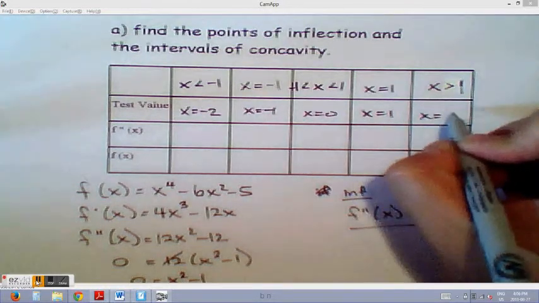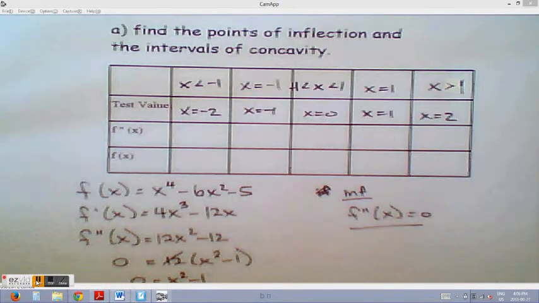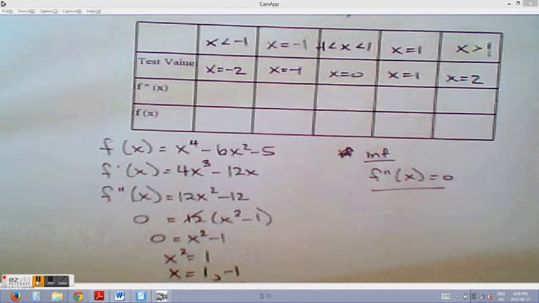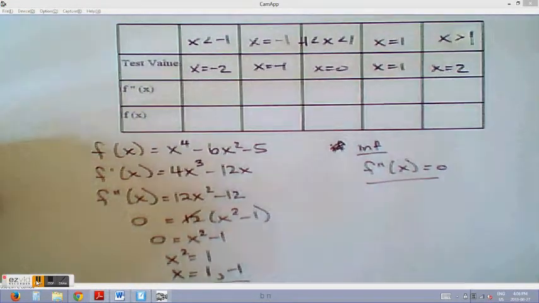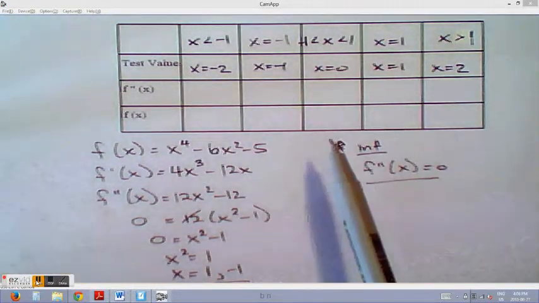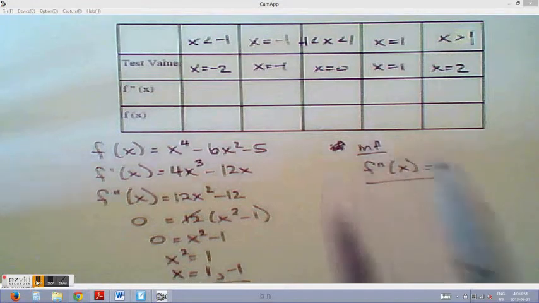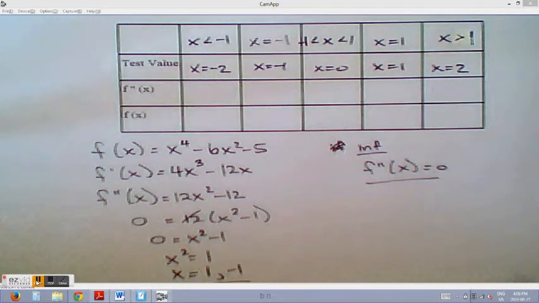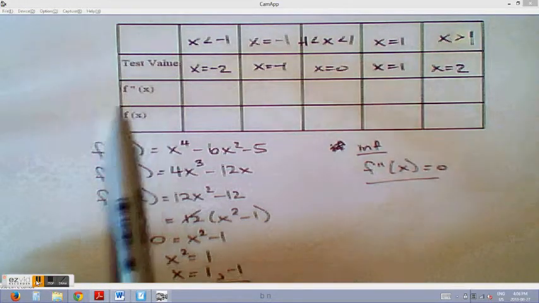X is equal to 2. Okay, so when you're picking these numbers for test values, you want to keep it simple. Let's test our numbers out with the second derivative, because its value is going to tell us whether we're concaving up or concaving down. Remember, it doesn't matter what number it actually is, it's just the sign of the second derivative.